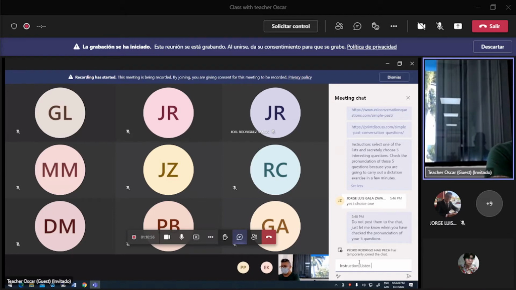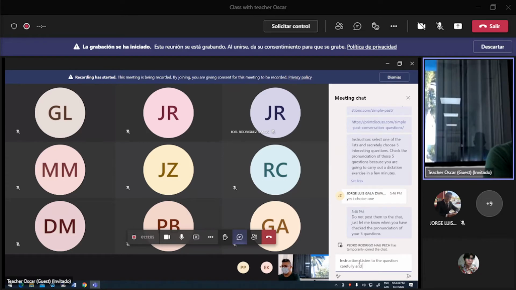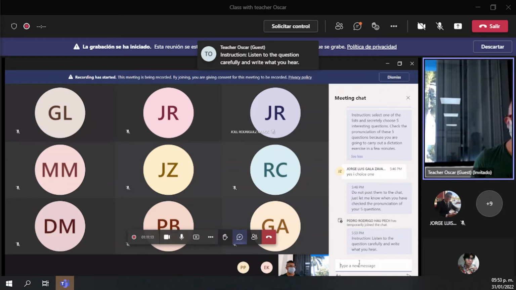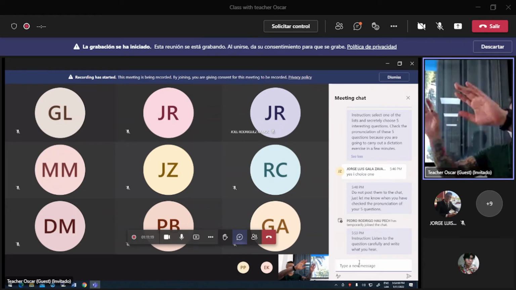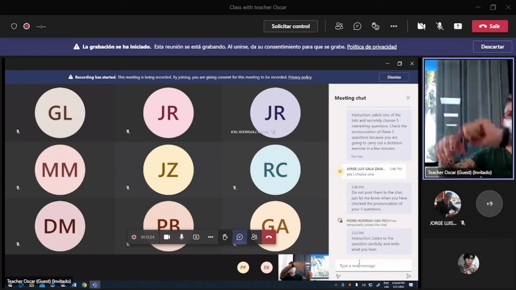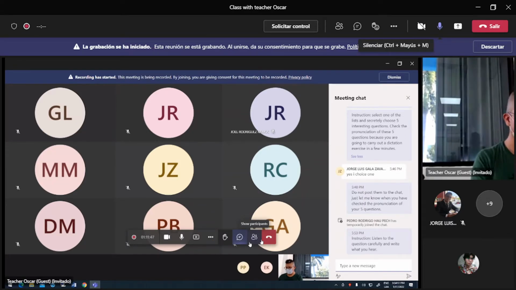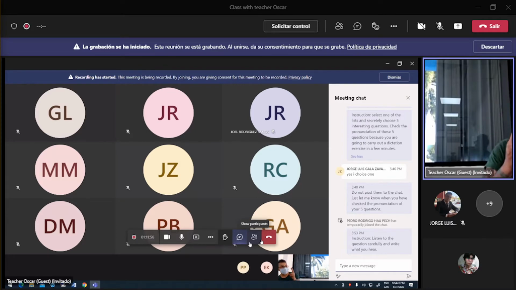Listen to the question carefully and write what you hear. Simple as that. This first example consists of you guys here, Cesar, Julio, Carlos, Daniel, paying attention. I'm going to dictate, I'm going to carry out the first example, and you write in the chat or in your notebook, correct? Do you understand the instruction? Yes, teacher, no teacher? Excellent. I'm going to say the question first and then repeat it only 2 more times. That's it, and you write them.